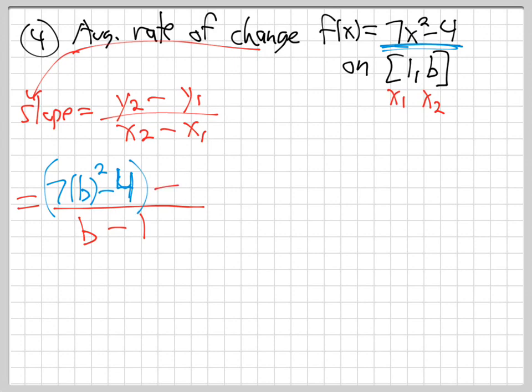And then same function again. Remember how we always do the y2 and the y1? We always do the same function, right? Both places, we take our function, 7x squared minus 4, and we plug in the b, and then the 1 is going to plug in. All right, so let's plug it in. So 7 times 1 squared minus 4.